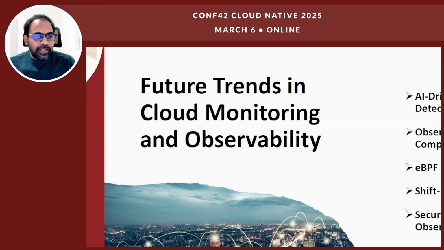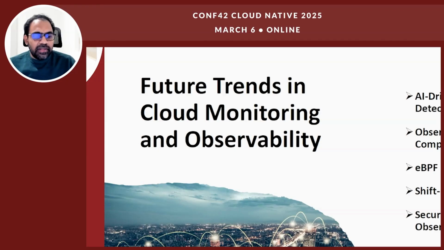The next is eBPF and kernel level monitoring. This is mainly applicable for Linux operating systems. So eBPF is revolutionizing cloud monitoring by enabling deep, low-level visibility into calls, network activity, and application behavior directly at the Linux kernel level. The next is shift-left observability for DevOps and SRE. If we apply observability early in the software development lifecycle, it allows DevOps and SRE teams to proactively detect issues, optimize performance, and ensure the reliability of systems from the beginning.